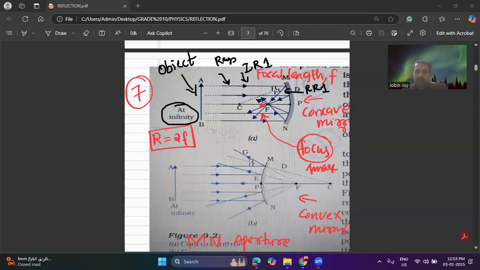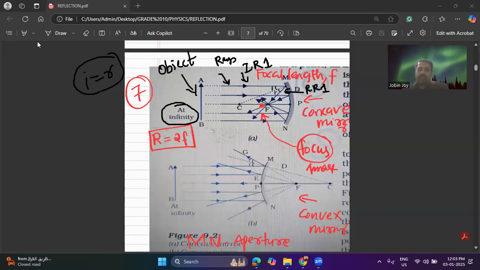Here you can see this angle, I and R. What are I and R? I is called the angle of incidence. R is called the angle of reflection. This is very important. I is equal to R, the law of reflection. The angle of incidence will be equal to the angle of reflection. This is in the case of the concave mirror.